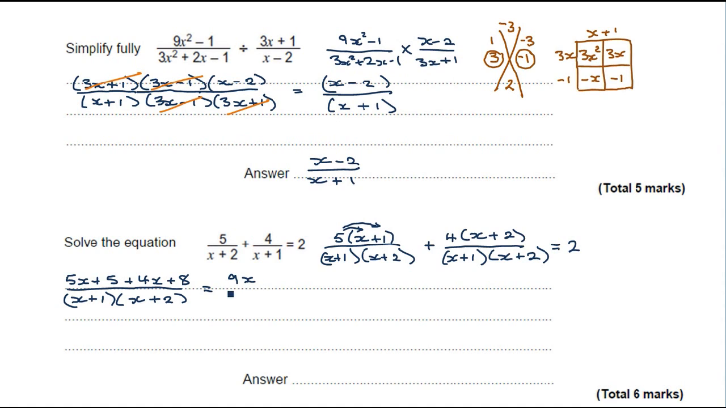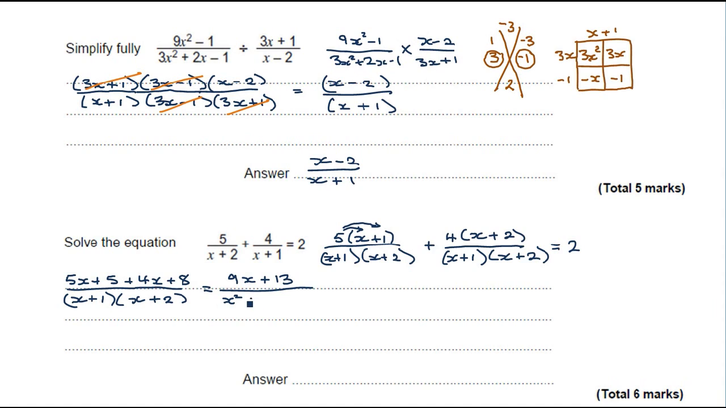Okay, next step. We'll write equals 2 in a moment. Let's just gather like terms. So we've got 5x plus 4x, that's going to be 9x. And we've got 5 plus 8 equals 13, so plus 13. Here's our fraction bar. Now because I can see this isn't going to cancel, I am going to expand these brackets. So we've got rid of all the brackets.